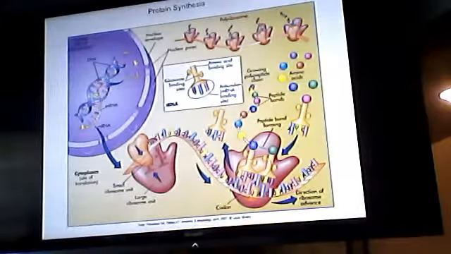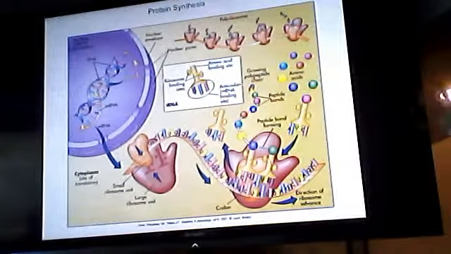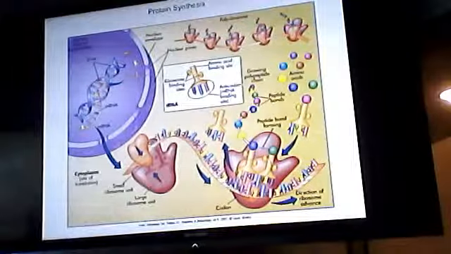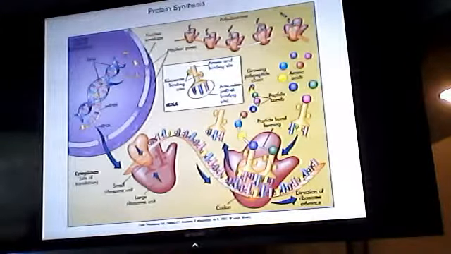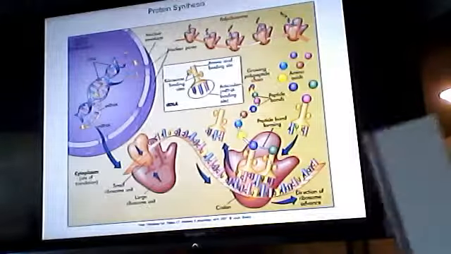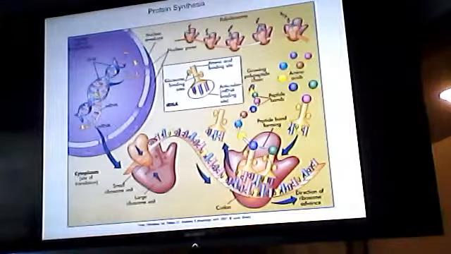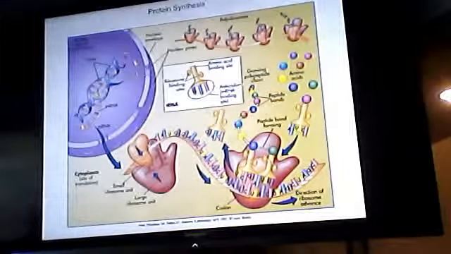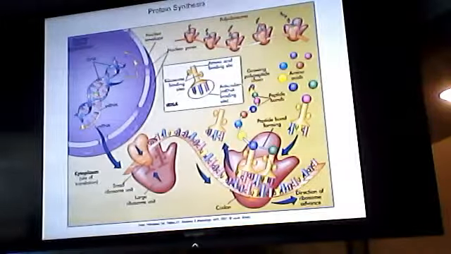So for protein synthesis, it's basically DNA goes to RNA goes to protein. So remember, DNA is kind of like the cookbook where you have all of your genomic recipes for proteins. So you have a DNA sequence, double strand, then you transcribe it into messenger RNA, and that messenger RNA we have to translate into protein.